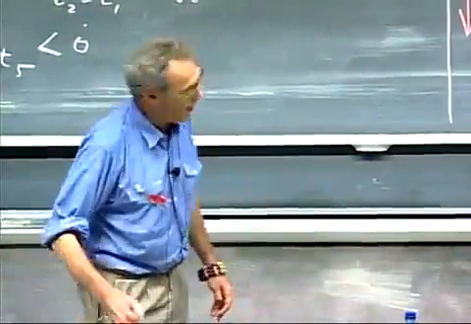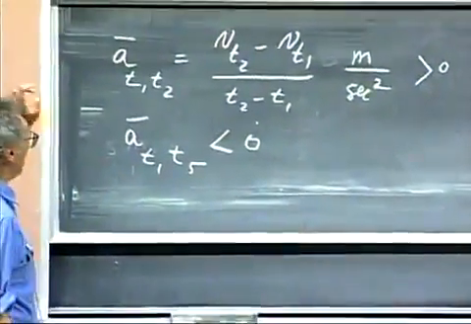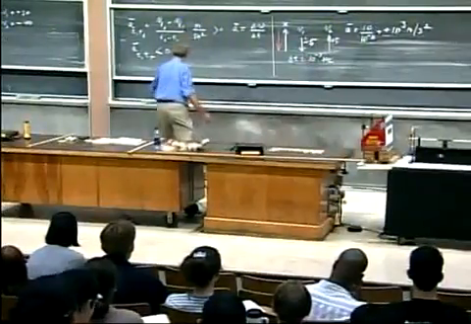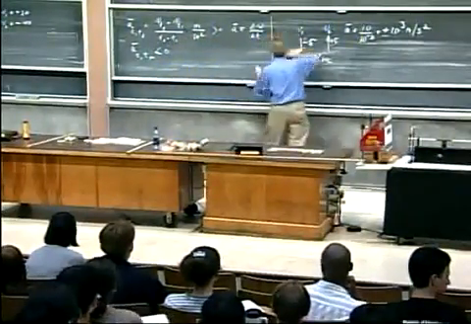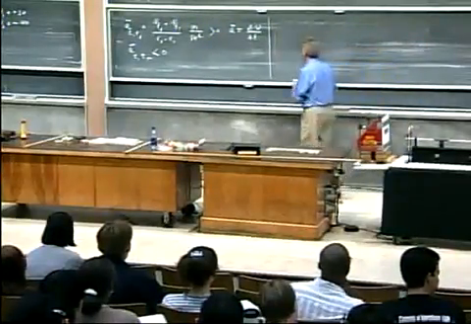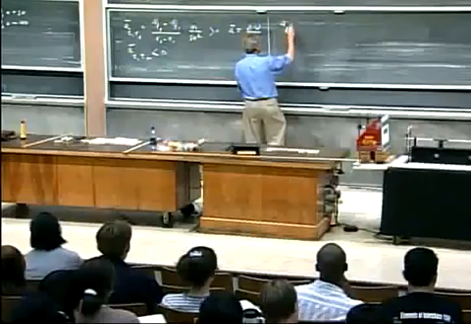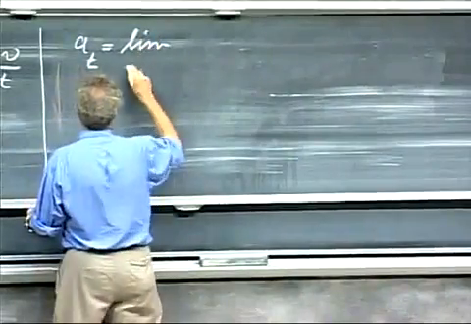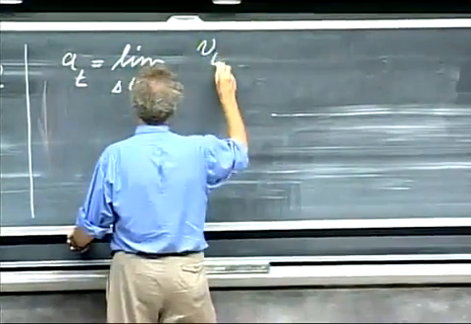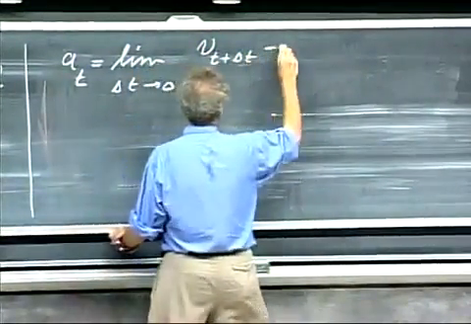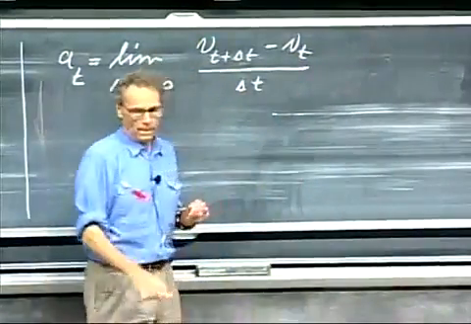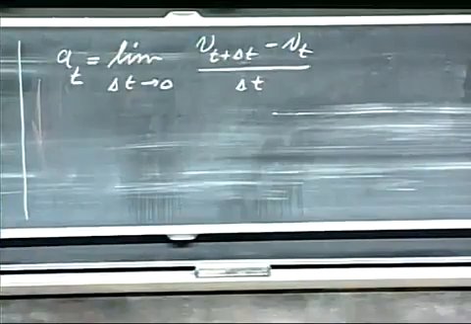We now want to make one last step from average acceleration. We want to go to the acceleration at any moment in time, just the way we did that with velocity. And that now is a natural step. The acceleration at any moment in time would be the limit for delta t goes to 0 of v measured at t plus delta t minus v at t, divided by delta t. So that is the instantaneous acceleration.